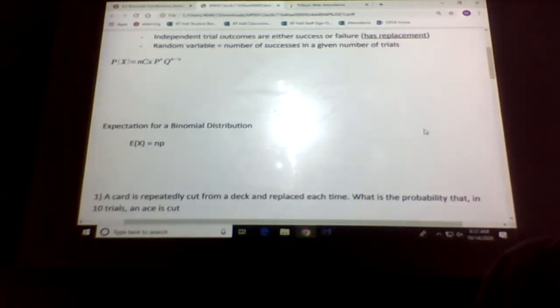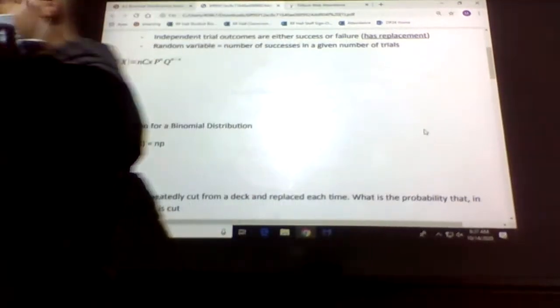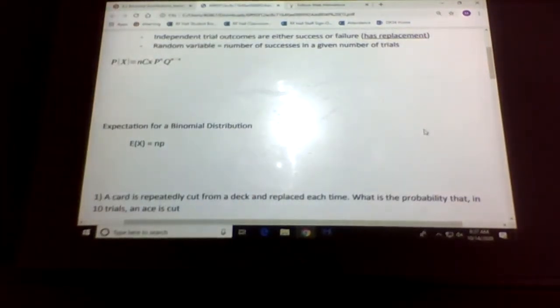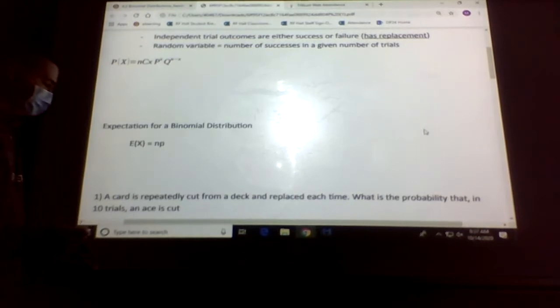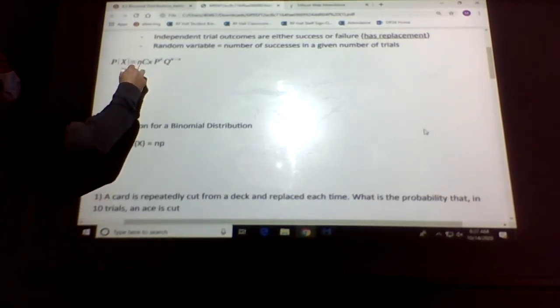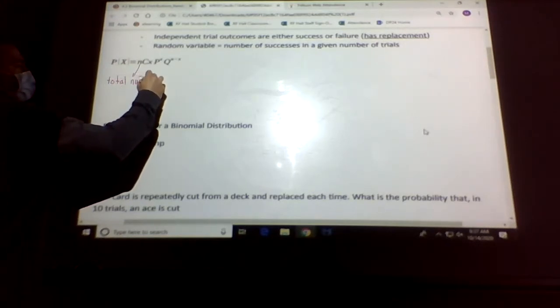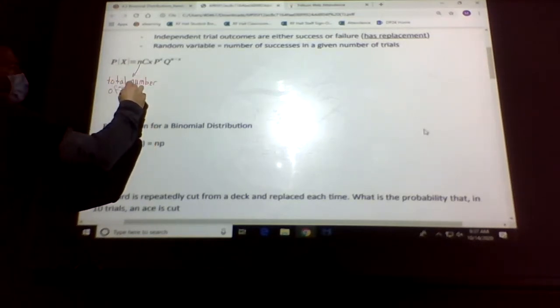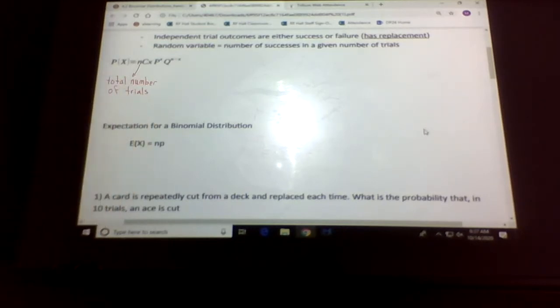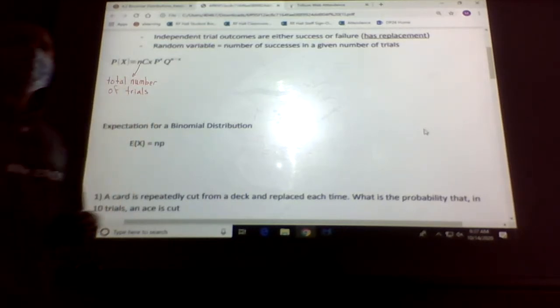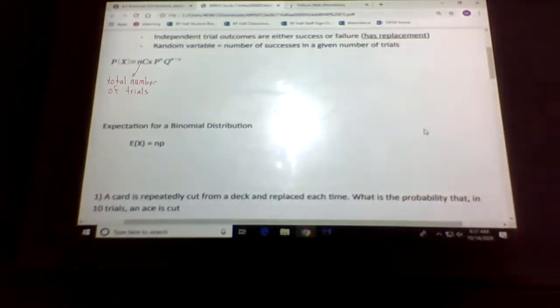nCr. The n is the total number of trials. And by the way, when we did uniform distribution, which was 4.2 yesterday, that's only one trial. So that was always one trial only. Today's lesson, it's multiple trials.